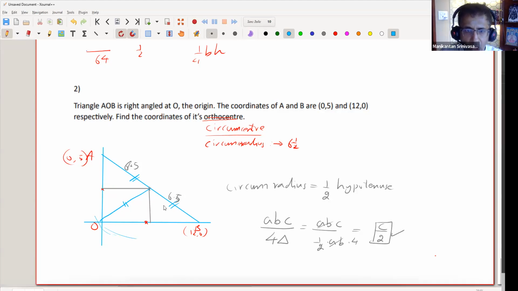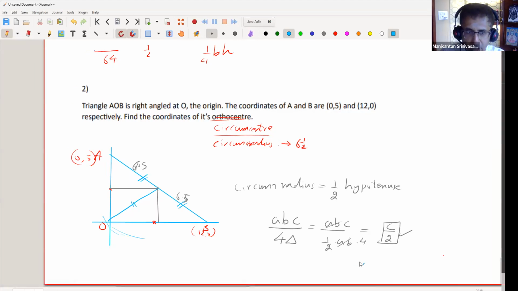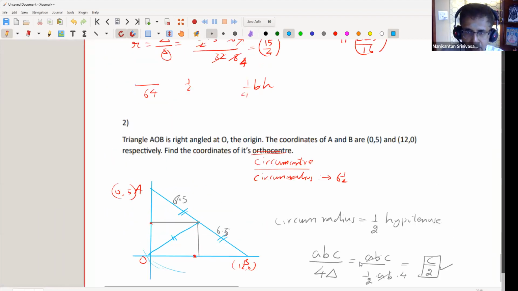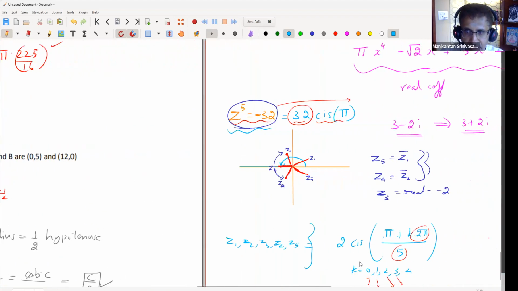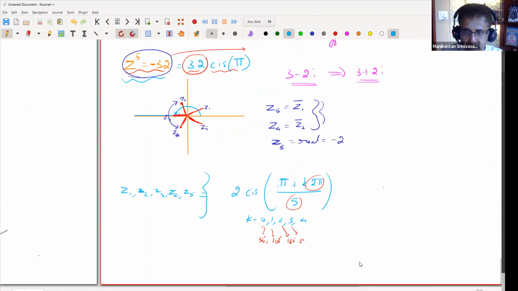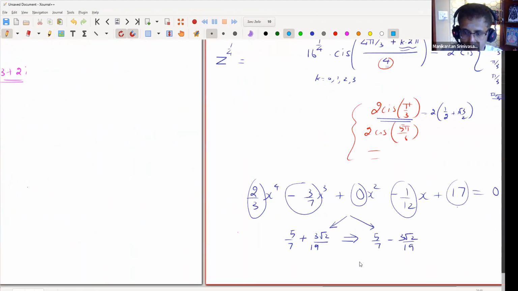Okay, so by the way, on the altitude thing, I wanted to mention one point. If you have an altitude for a right angle triangle, that will divide the right angle triangle into 3 similar triangles.